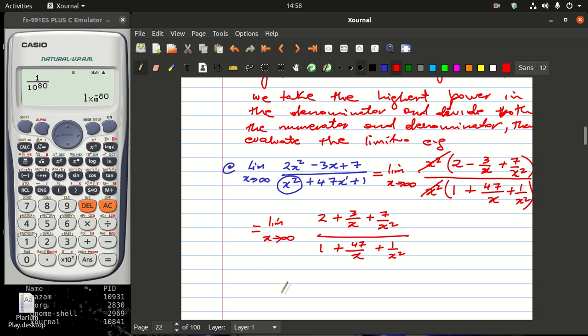So if you look carefully into this, you will find that if I were to plug in here, remember that infinity is not a number, it's a concept. Suppose now we are treating this infinity as a number and we plug it in there. We'd end up having 2 plus 3 divided by infinity plus 7 divided by infinity squared, or infinity times infinity, and then all divided by 1 plus 47 divided by infinity plus 1 over infinity times infinity, or infinity squared.